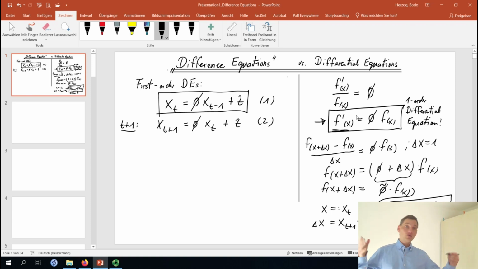Well, how can we get it? First, we have to maybe estimate it or approximate it and so on. But this is usually what we do not do. We immediately work with difference equations, and therefore it's very important also to understand the basics of difference equations.